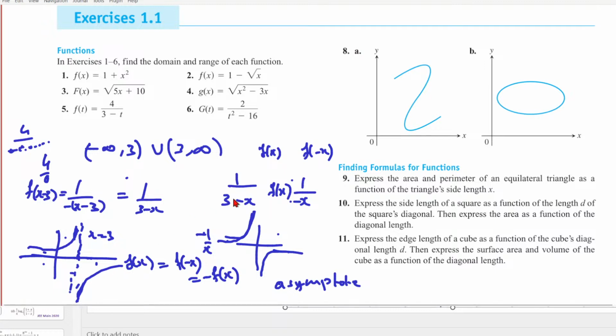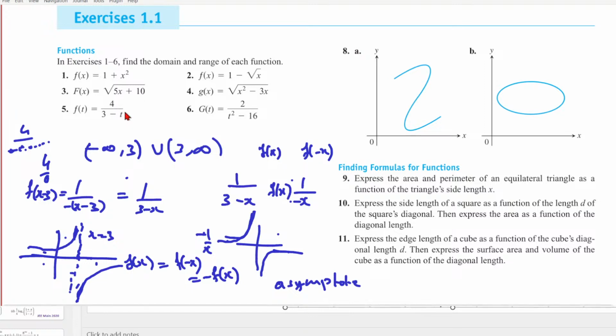Sir, but why will the graph not touch the x-axis, sir? Tell me, if it has to touch the x-axis, then this 4 by 3 minus x has to be 0, right? When will it be 0? The numerator is 4, the denominator is some number. If it has to become 0, the numerator has to become 0, no? Otherwise, the denominator has to become infinity.